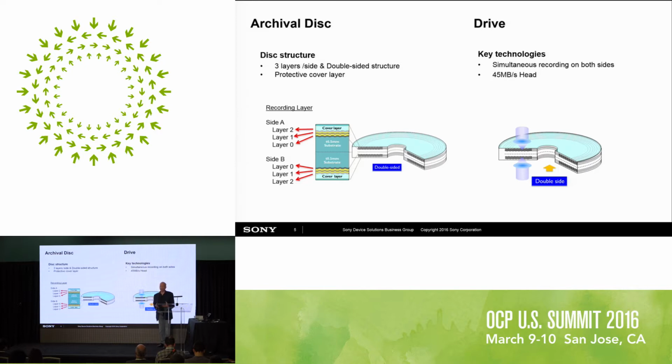The Archival Disc is a dual-sided disc. It has 3 recording layers on each side, and we have a protective layer on top of the media on both sides so that this medium has a media life, a reliability, of more than 100 years. Actually, we give a warranty for this media for 100 years.